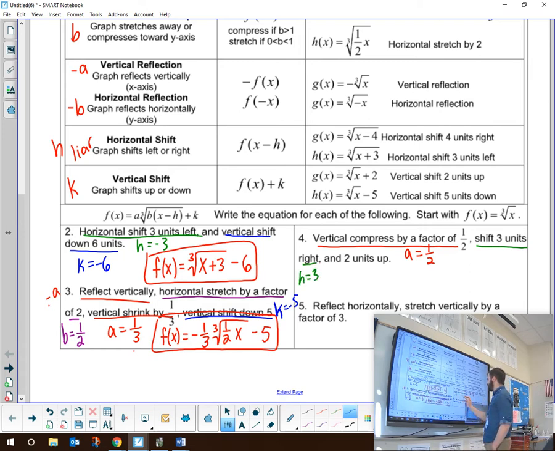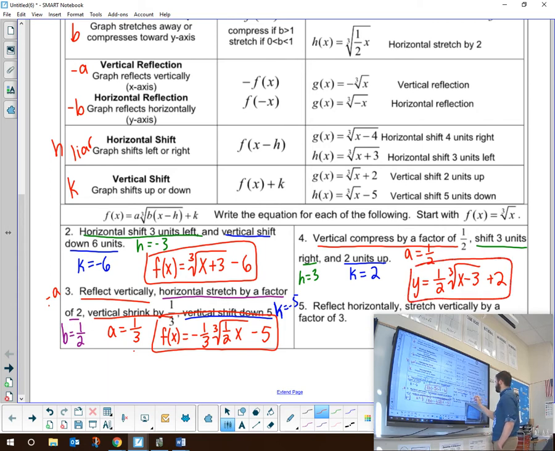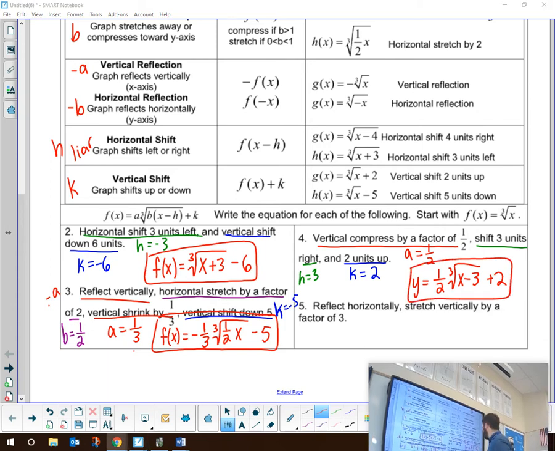And then we're going to go 2 units up. So my k is 2. So my equation is going to be y equals, my a is 1/2 times the cube root of x minus 3 plus 2. Okay, our last one here, number 5.